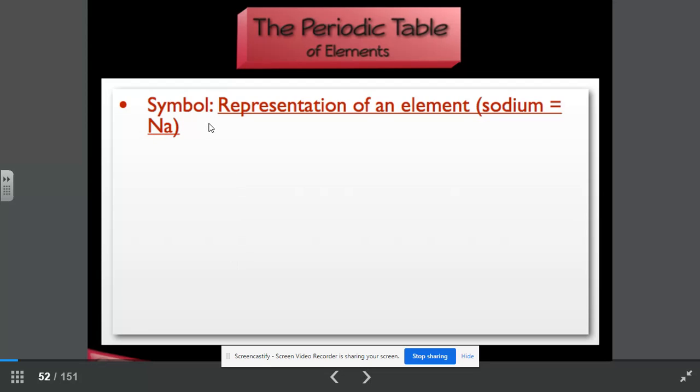Let's talk about the symbol in the periodic table. Each element has a symbol. This is how we name the elements. And the symbol is named, as I mentioned earlier, with an uppercase letter and a lowercase letter next to it. Some of the elements only have an uppercase letter. So this is sodium, Na. Whenever we see Na, we know that we're talking about sodium.